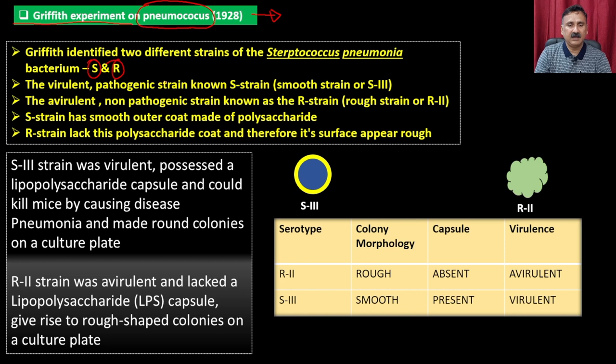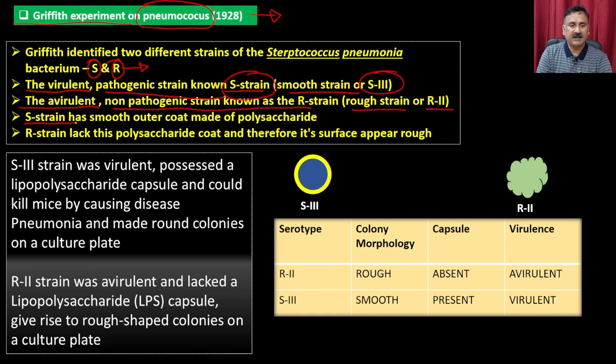The S strain is a virulent, pathogenic strain, called the smooth strain or the S3 strain, and the R strain is the avirulent, non-pathogenic strain, known as the rough strain or R2. So the S strain is going to cause the disease, whereas R is not. The S strain is going to kill the mice, whereas R is not going to kill the mice.